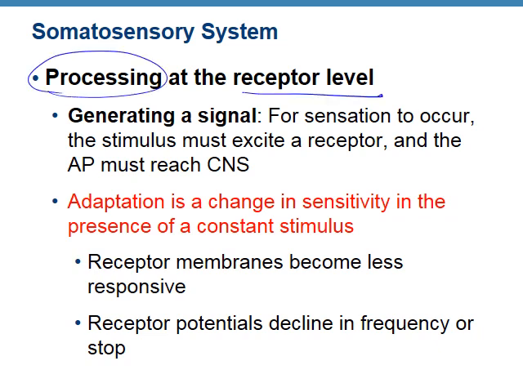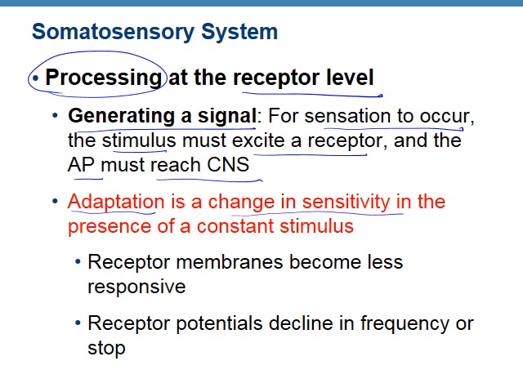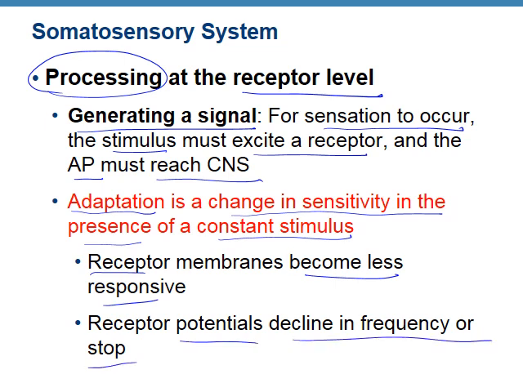So they're just saying processing at the receptor level, basically generating the signal. For sensation to occur, the stimulus must excite the receptor, you must generate an action potential, and it must reach the central nervous system. Adaptation is a change in sensitivity in the presence of a constant stimulus. So receptor membranes become less responsive and the receptor potentials decline in frequency or stop. So we have the ability to adapt.